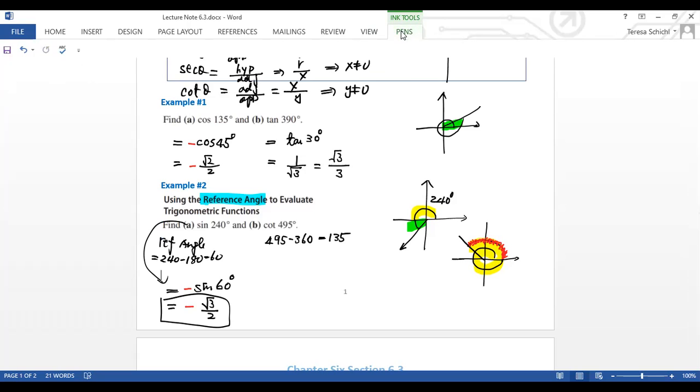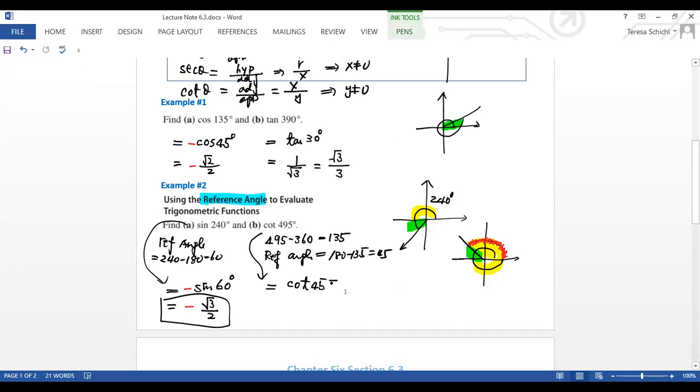So what is my reference angle? Remember, the reference angle has to be here, right? So it's always to the x-axis, so it's always positive. So my reference angle here will be 180 minus 135. So it's 45 here. So the cotangent of this one is equal to the cotangent 45.